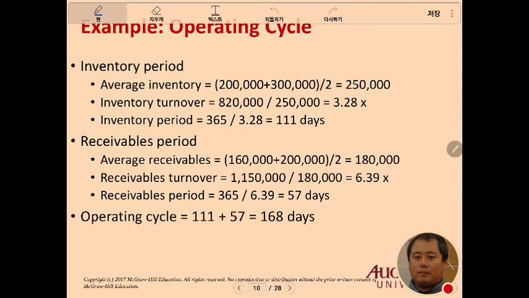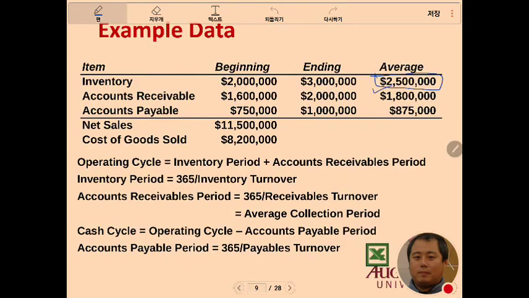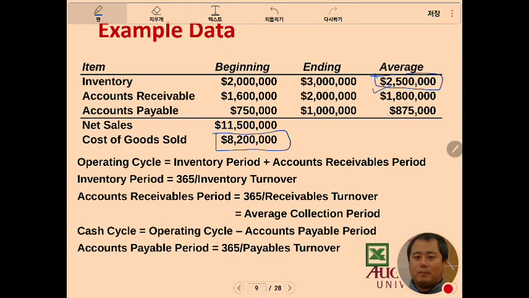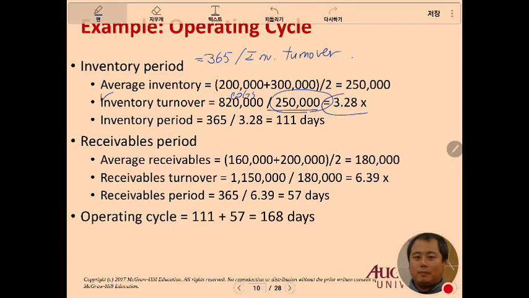Now let's calculate. What about the inventory period? The inventory period can be calculated by 365 divided by inventory turnover, right? So really we need to calculate inventory turnover first. Inventory turnover is the cost of goods sold, COGS, divided by the average inventory. So COGS is 8.2 million, and the average inventory is 2.5 million, so 3.28 times is the inventory turnover. If we plug this in here, then you have a 111 days inventory period. So from purchase inventory to sales, this is 111 days.